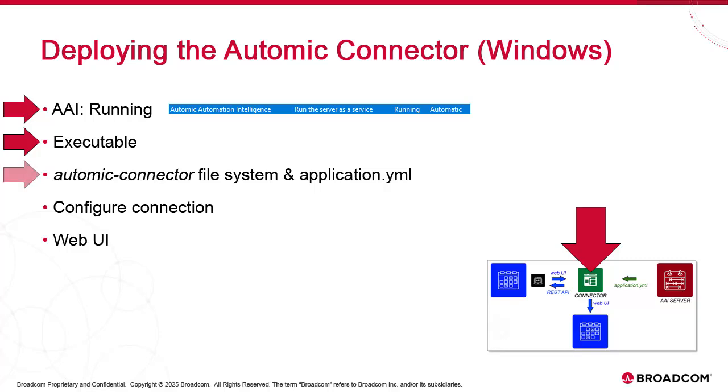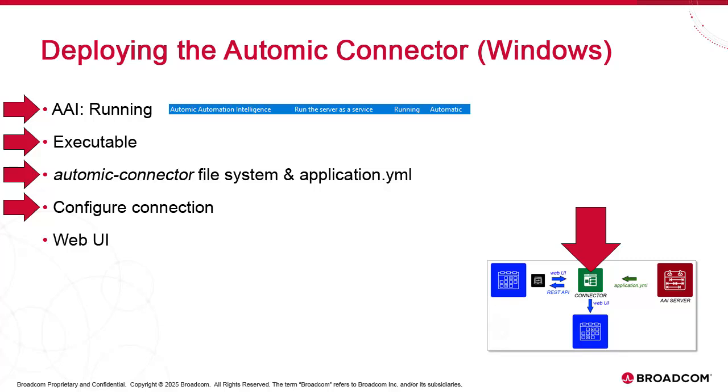The file system is created along with the log file. Update the YAML file with the right configuration information for the AAI instance and the name of the connector. You can restart the service. The log shows the connector talking to AAI and is not finding a defined integration, which is normal.